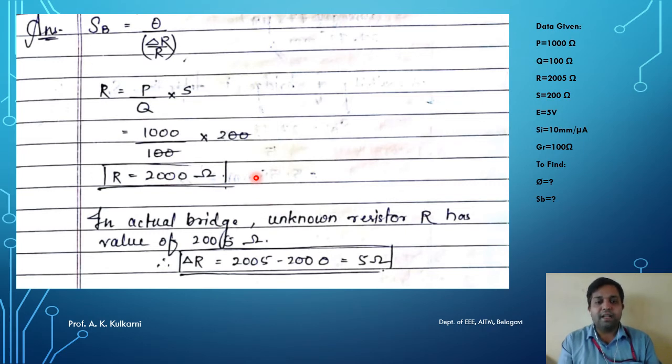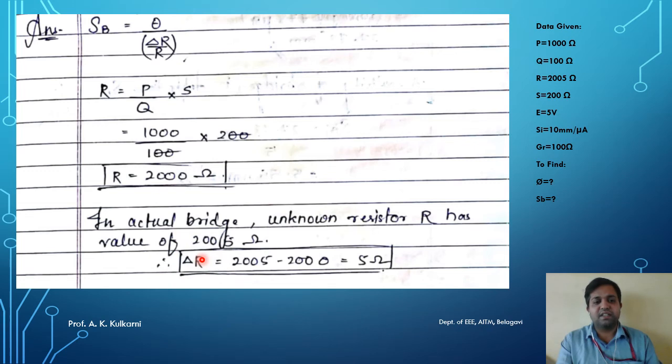For what? Balanced condition. In the problem statement he also mentioned a resistance, so we might get confused over here, right? So don't get confused. Whatever resistance value we obtained over here is meant for the balanced condition. The unknown resistance value given in the problem statement is meant for what? The unbalanced condition.